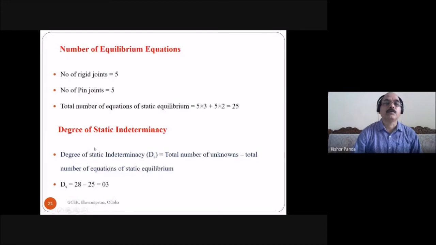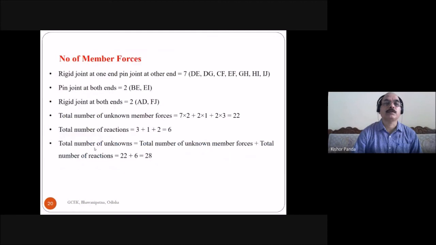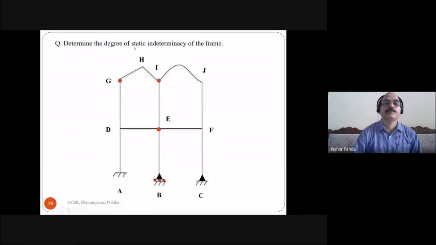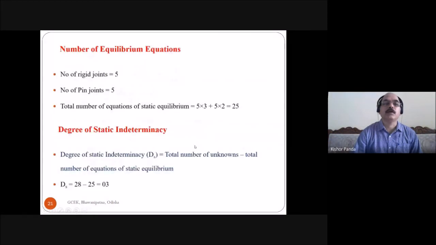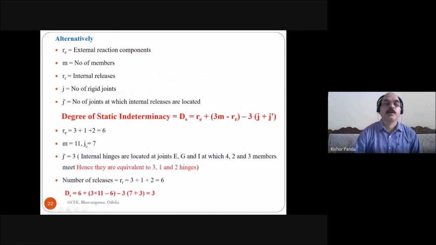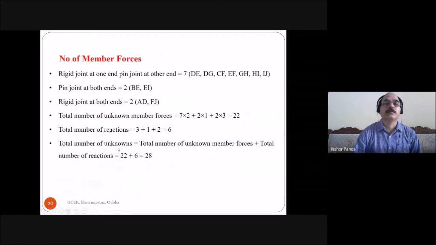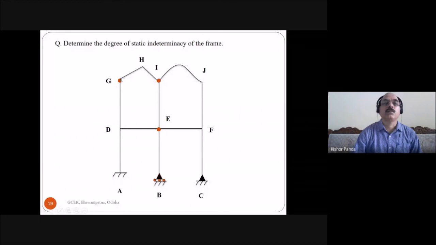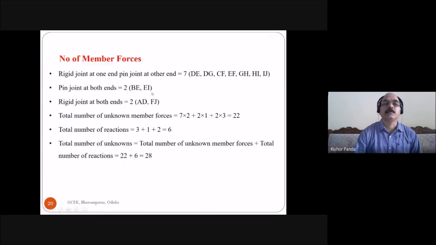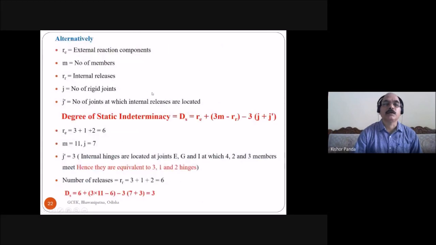Here for M, just count the number of members: 1, 2, 3, 4, 5, 6, 7, 8, 9, 10, 11. So M is equal to 11. Then J is equal to 7: 1, 2, 3, 4, 5, 6, 7. Then Z dash you have to take 3. This one, 3 internally. Z dash is equal to 3.